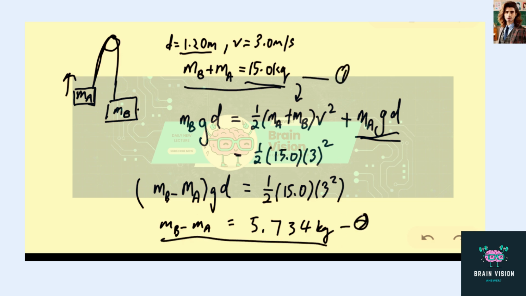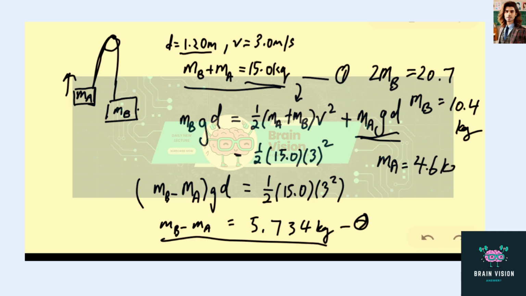And now we can basically find the masses by using these two equations, right? Equation 1, equation 2. We add them together, 1 plus 2, to get 2 times the mass of mB. And so the mass of the heavier block would be 10.4 kilograms, and the mass of the lighter block is just 4.6 kilograms.